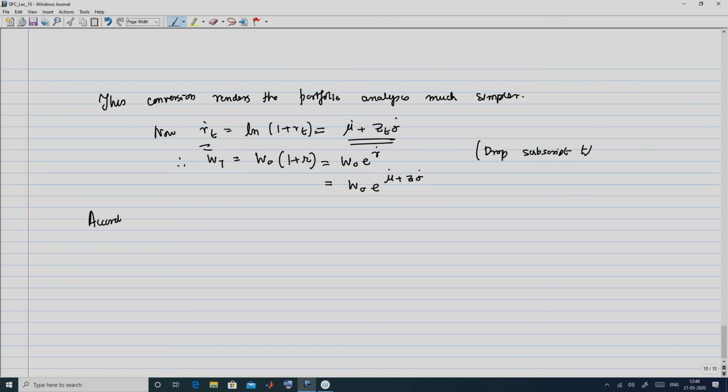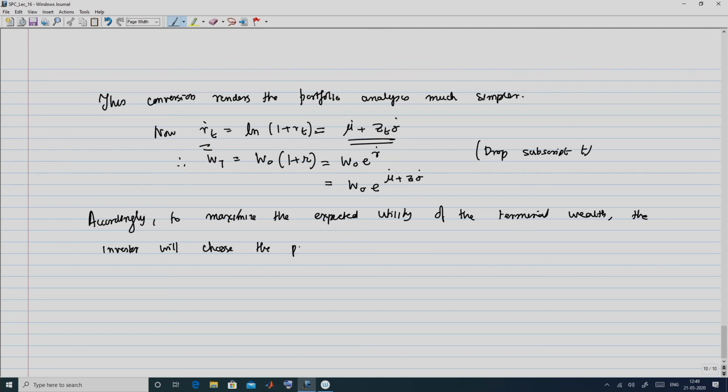So, accordingly, to maximize the expected utility of the terminal wealth, the investor will choose the portfolio that will maximize the following expected utility equation.